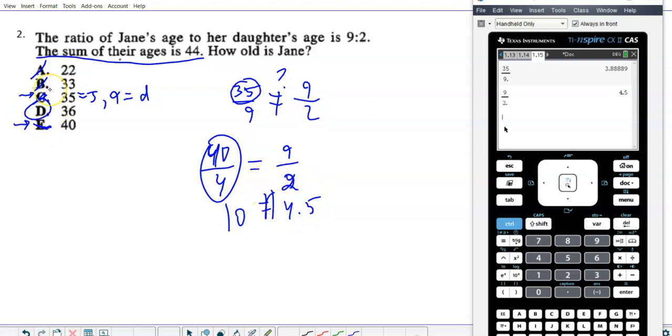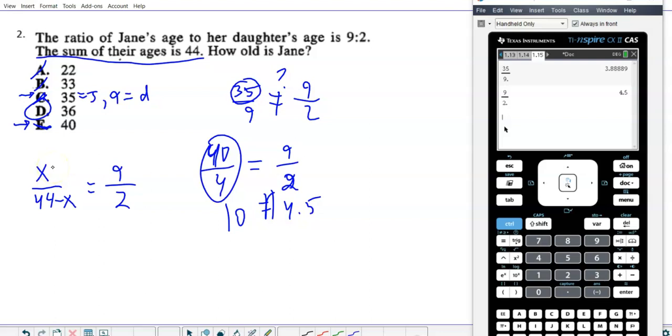At this point, you're in such a hurry on this test, I would circle D and move on. We could test it and make sure we're right, but that'd be the way to go. Another way to do this is to set up an equation. So you could say x over 44 minus x equals 9 over 2. So x being Jane's age there.